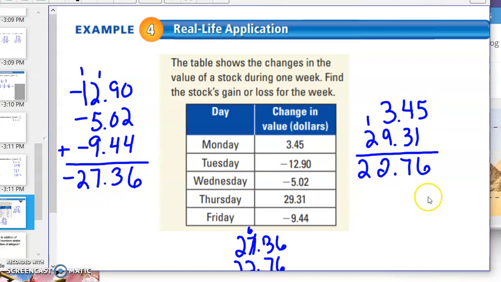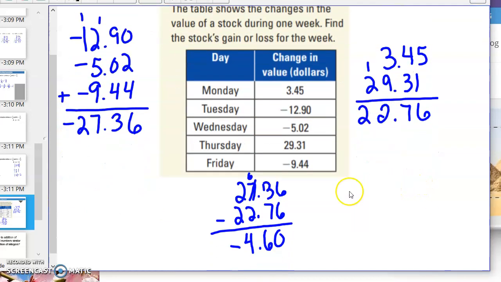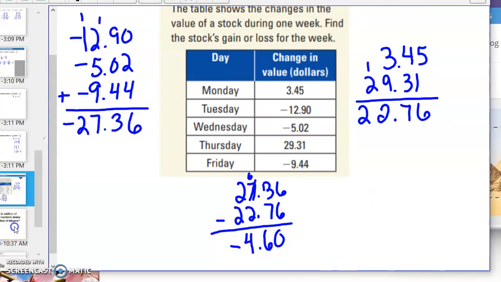Then I have a negative plus a positive, so I have different signs, so I'm going to subtract those two numbers. When I subtract those two numbers, I get 4.6. This one's more negative, so I keep the negative sign with it. So basically what that means is the stock lost $4.60 for the week because my answer is negative.